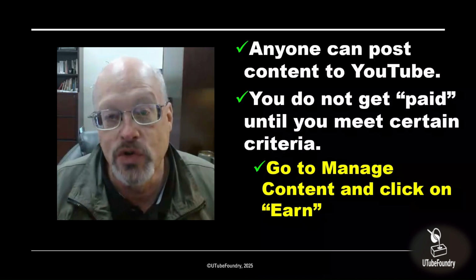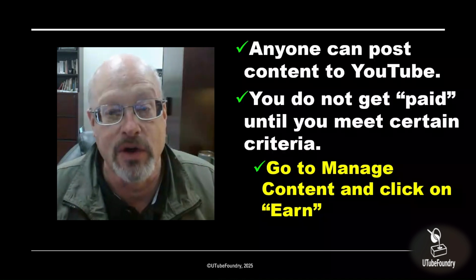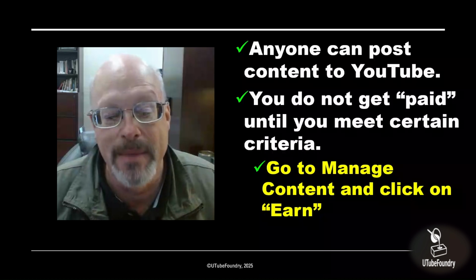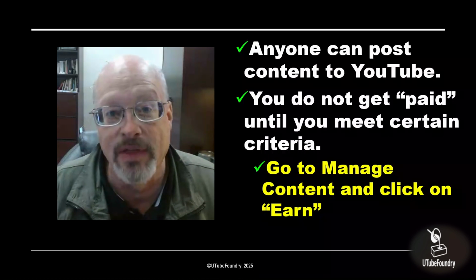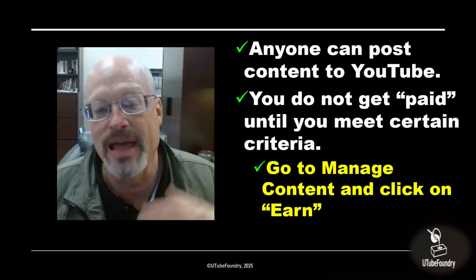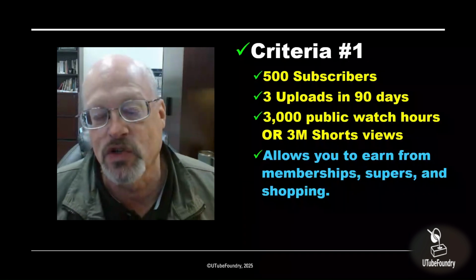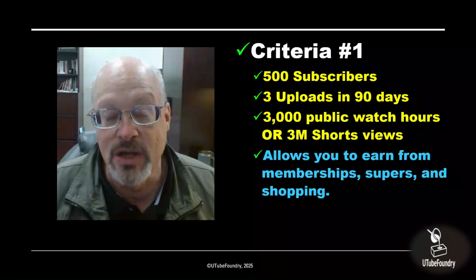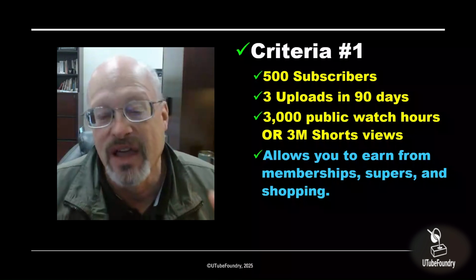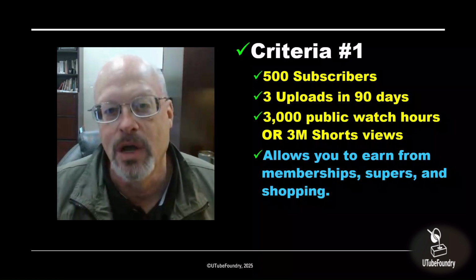Now, in order to understand those criteria and know what they are, you will go to the Manage Content area and click on the Earn button. Now, before I do that, let's go over what those general criteria are. So there's two of them. The first one is criteria number 1. So you can get monetized this way. This is sort of like a level 1 and level 2 monetization.